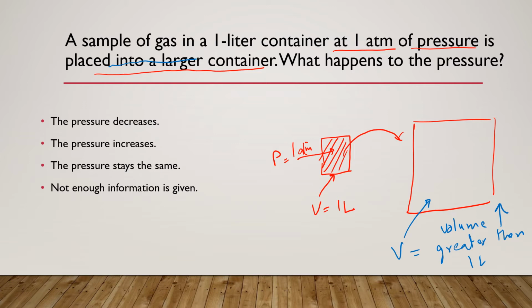So the volume has increased, right? And we know from Boyle's law that pressure and volume are inversely proportional to each other. If one value goes up, the other one goes down. So let's see what choice makes more sense. What happens to the pressure? The pressure decreases, and that is correct because volume went up. So that means according to Boyle's law, pressure must go down. The pressure increases, that is incorrect. The pressure stays same, that is also incorrect. Not enough information is given, that is also incorrect. So the correct answer is pressure will decrease.